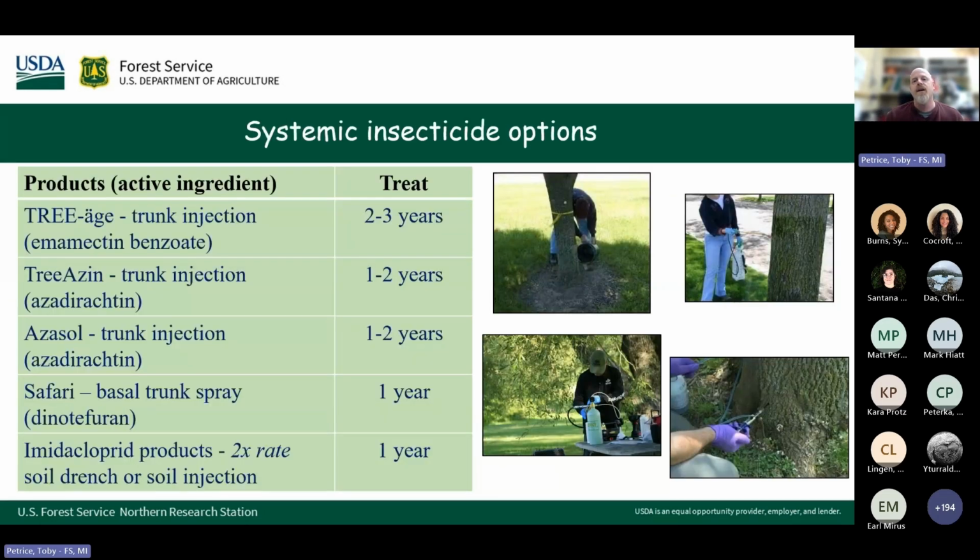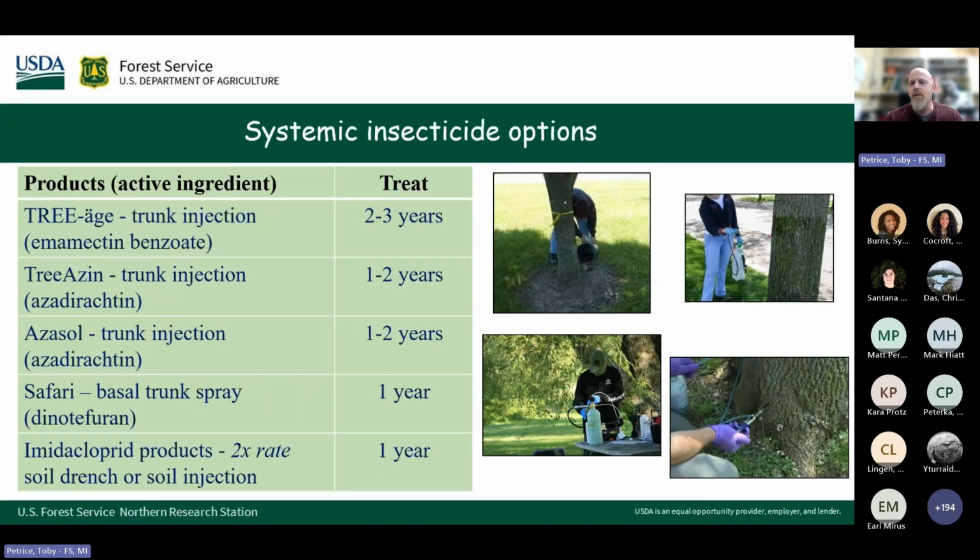So because the emerald ash borer spends so much time in the vascular tissue of the tree, systemic insecticides are usually the best option. And there are several products that can be used for controlling emerald ash borer. They vary in their efficacy, how often they need to be applied, and then also the technology and equipment needed for applying them.